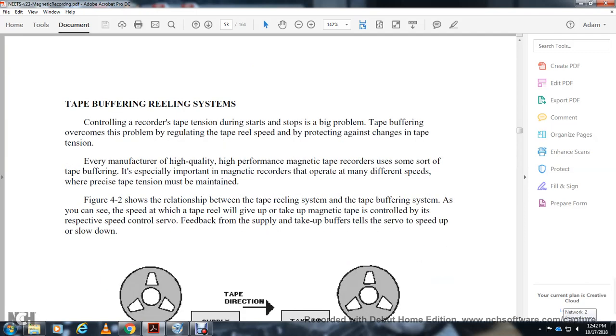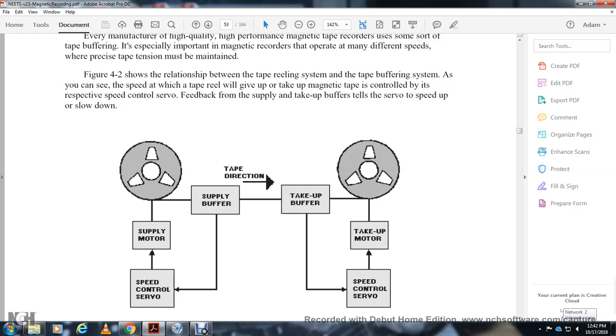Figure 4 shows the relationship between the tape reeling system and the tape buffering. As you can see, the speed of the reel giving up the tape is controlled relative to the speed of the tape by the servo feedback with the supply tape buffer. The take-up buffer takes up the servo speed and slows down. The tape direction shows: the supply buffer, the speed control servo, the supply motor; the take-up buffer, the take-up speed control servo, the take-up motor.